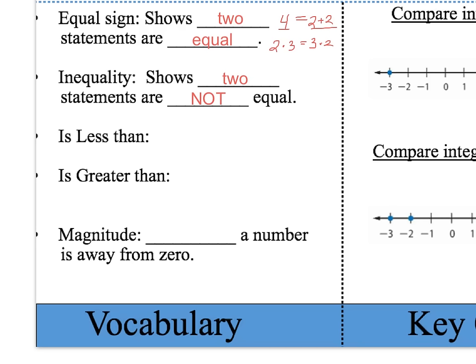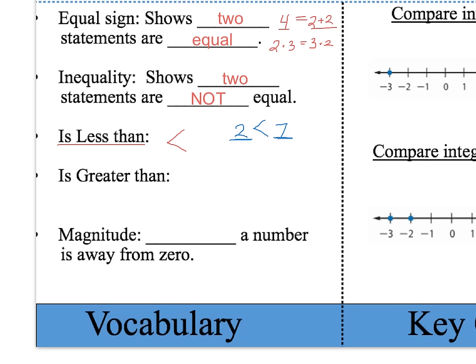The next vocabulary word is called inequality. An inequality shows that two statements are not equal. So our first example of an inequality would be is less than. Is less than would be this symbol right here. So an example of using less than would give me two statements that look like this, 2 and 7. Those are two statements. 2 is a statement, 7 is a statement. I can say that they're not equal, so I'm not going to place an equal sign in between. What I want to do is I want to place the less than statement, because 2 is less than 7.